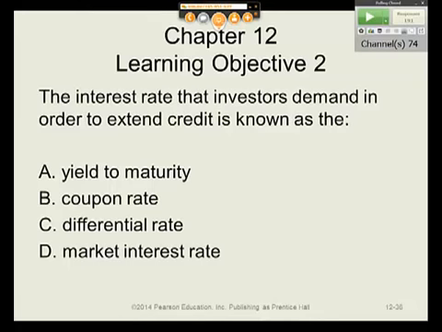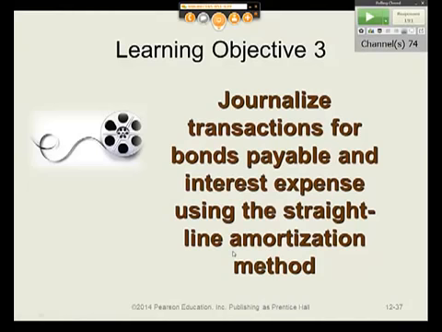Okay, that's D. All right, now here's the main event for today, and that is to account for bonds and account for the premium and the discount.